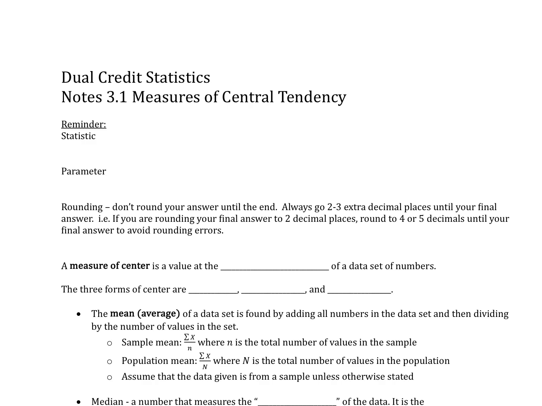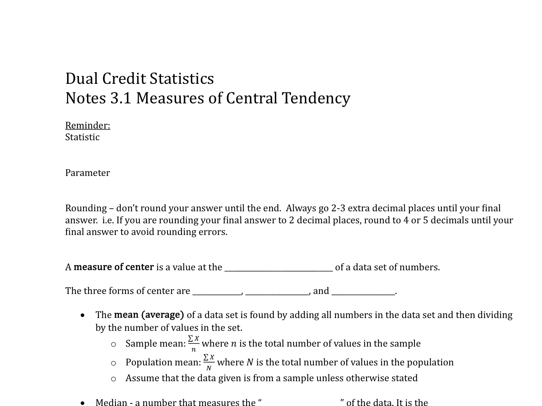A statistic is a characteristic about a sample, and a parameter is a characteristic about a population.